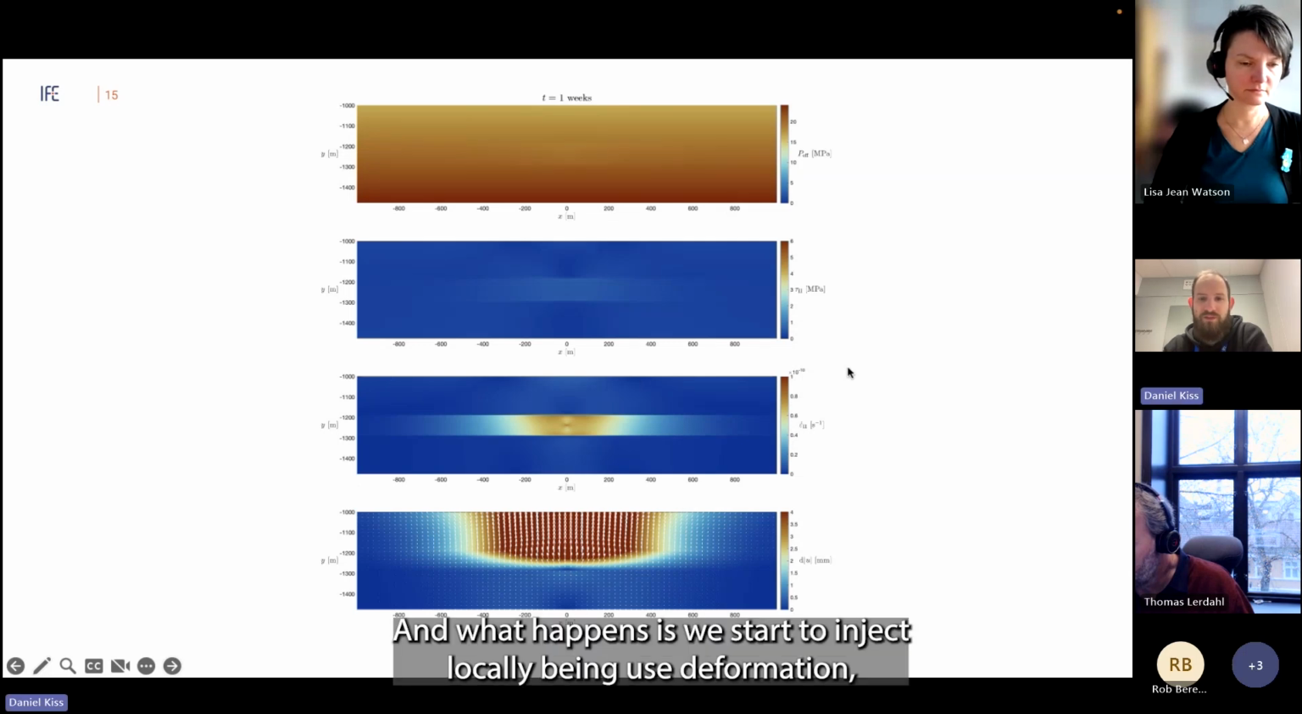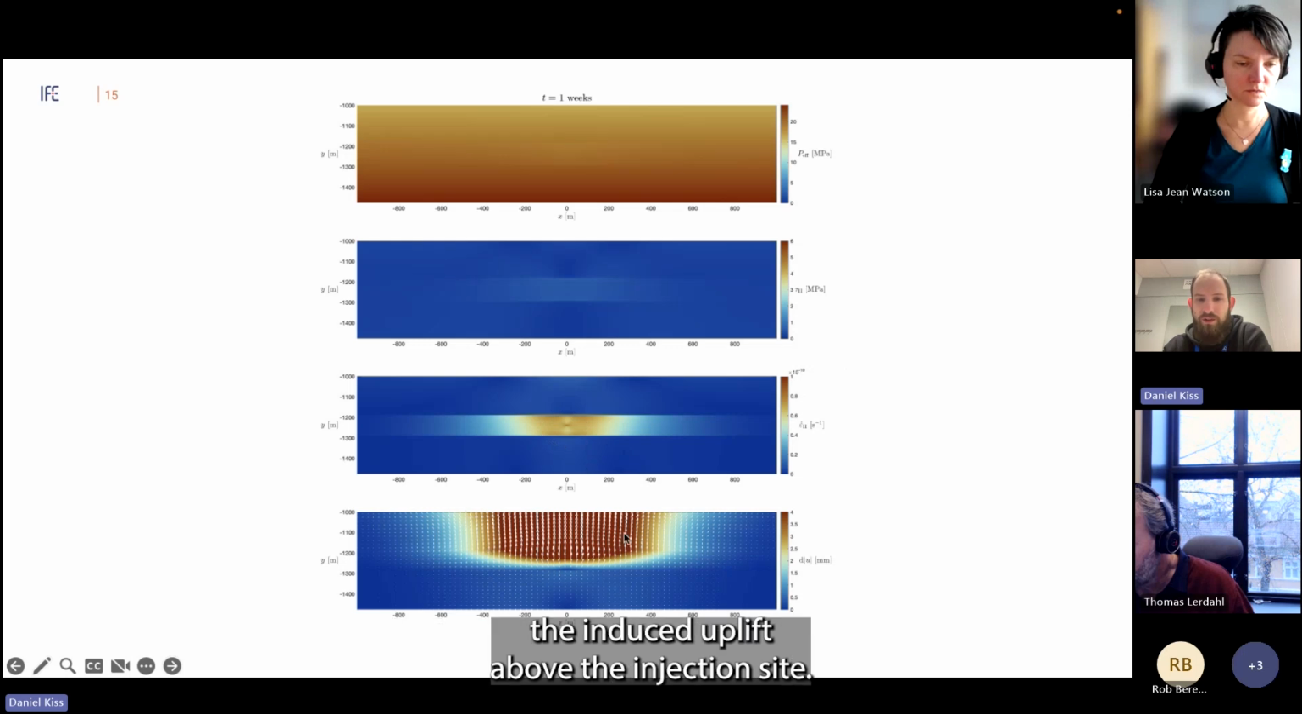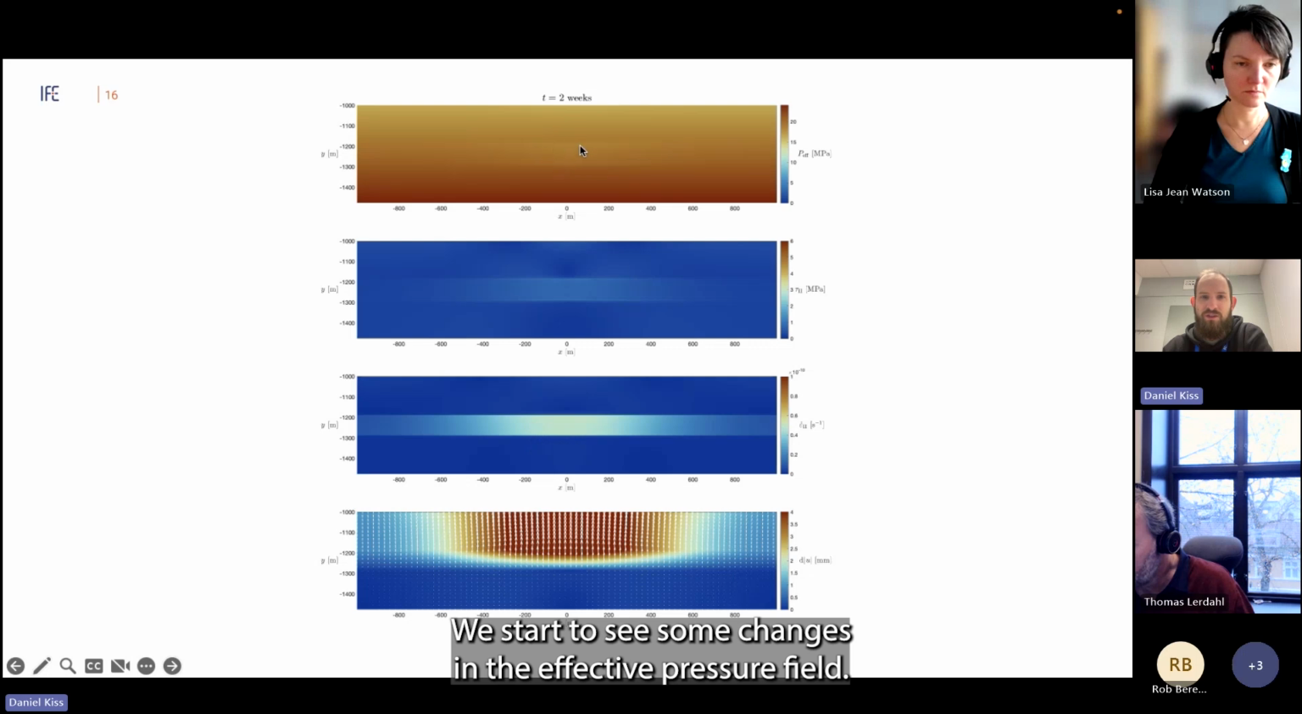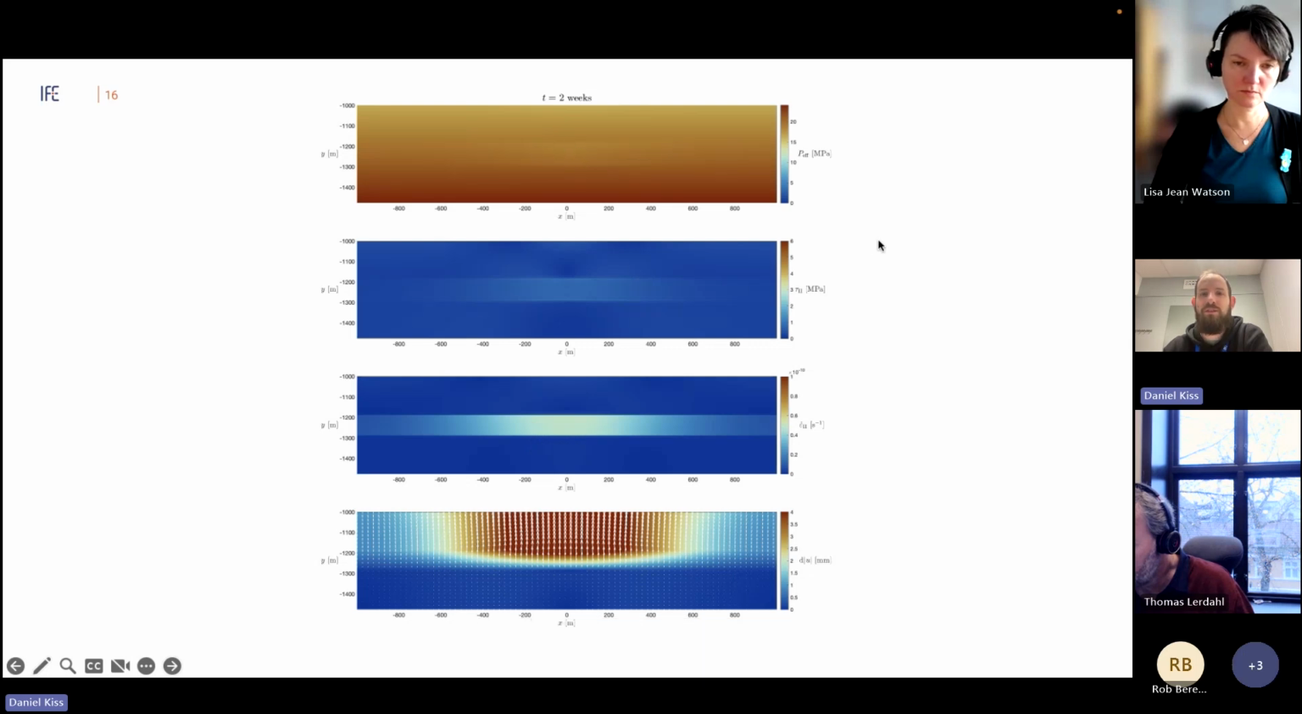And what happens as we start to inject? Locally, we induce deformation, we induce uplift above the injection site. And as time progresses, at first, what we see is simply the magnitudes increase. So the uplift domain gets a bit wider, stresses and local strains increase in the reservoir layer. We start to see some changes in the effective pressure field.